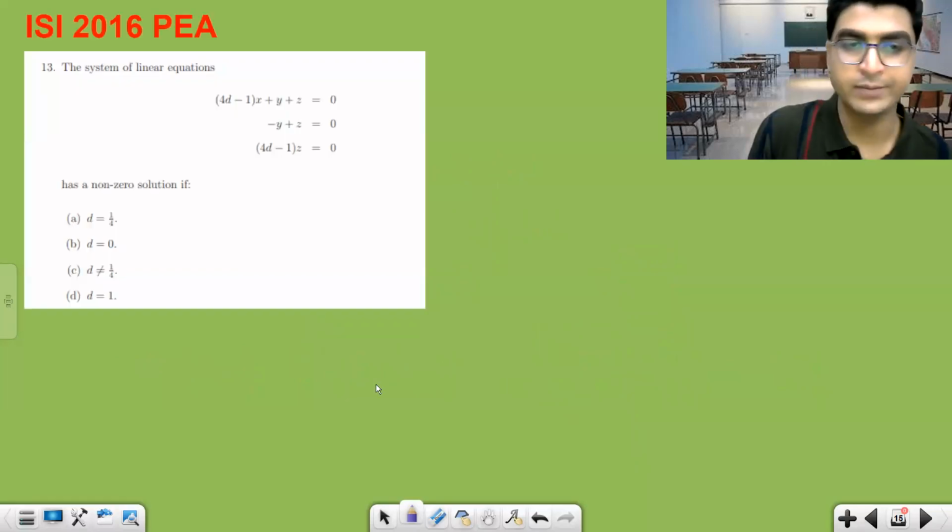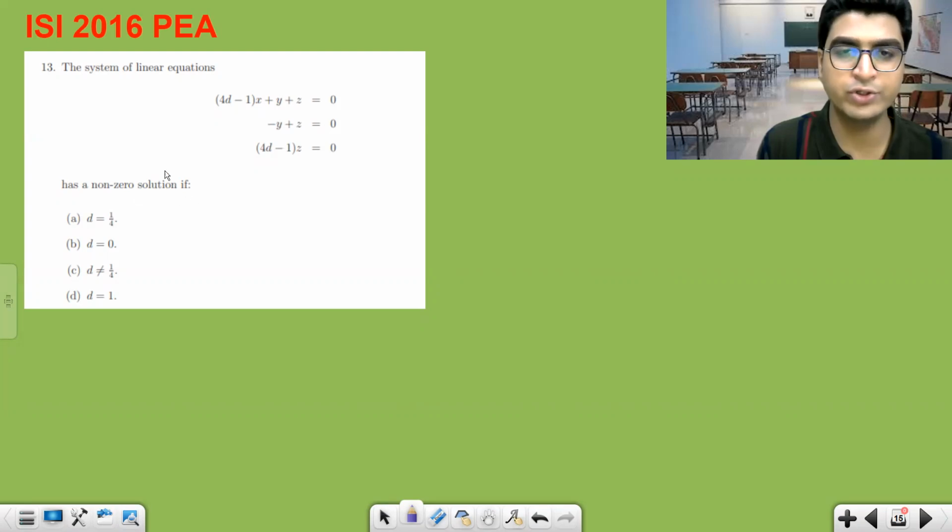Question number 13. Linear equations, you have these 3 linear equations, has a non-zero solution. So it is quite simple actually. We need a non-zero solution. When is there only and only a zero solution? When these are linearly independent. When will we get a non-zero solution? When these homogeneous equations are linearly dependent.